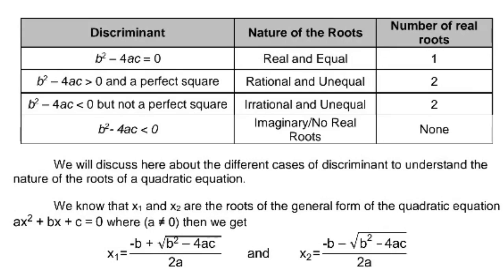Third one is b squared minus 4ac greater than 0 but not a perfect square. So this is irrational and unequal, and there are two real roots. And the fourth one is b squared minus 4ac less than 0. So the nature of the roots is imaginary, or no real roots. So the number of real roots here is none.